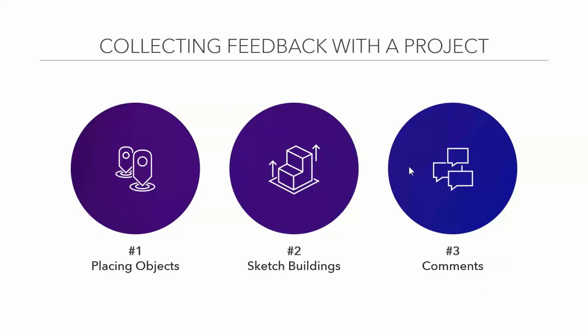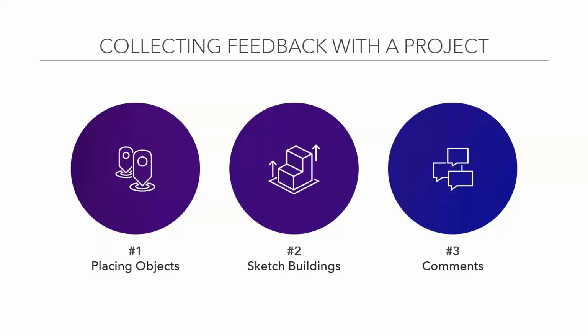To collect the feedback, we use 3 methods. In the first method, participants placed objects in response to questions or prompts. For example, we asked where they wanted to see more pedestrian or bike-friendly streets. In the second method, sketching buildings allowed residents to provide input about the types of uses they prefer. From this part of the exercise, we discovered that a strong majority favoured medium-density development for the area.